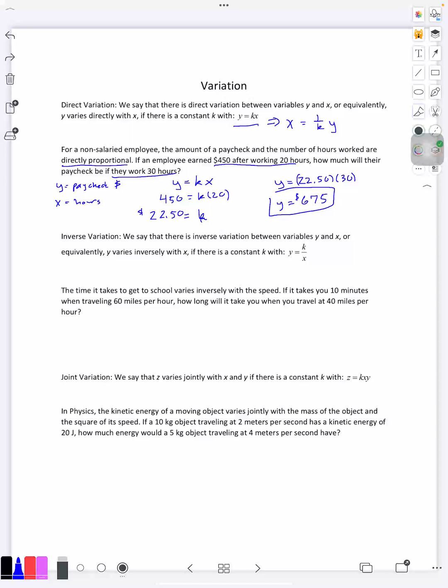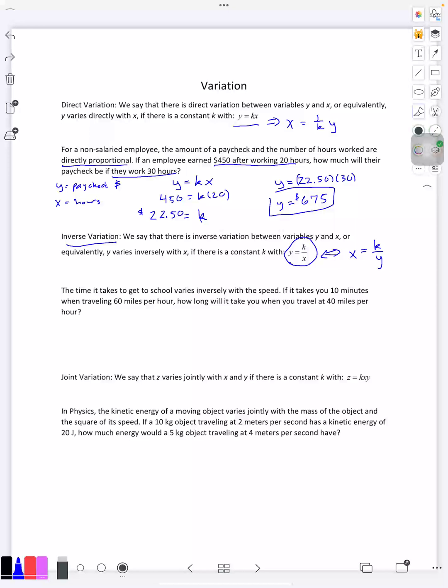The next type of variation is called inverse variation. And that is when we say y varies inversely with x. It's y equal to k divided by x. In this case, when your x variable gets larger, your y value gets smaller. And when your x gets smaller, your y gets larger. Once again, if you say y varies inversely with x, that's the same thing as x varies inversely with y by solving around here. So once again, it doesn't matter which one you call x, which one you call y, you will get the same final answer at the end.